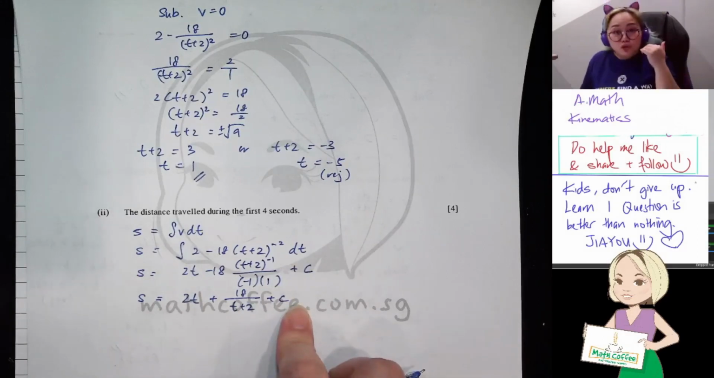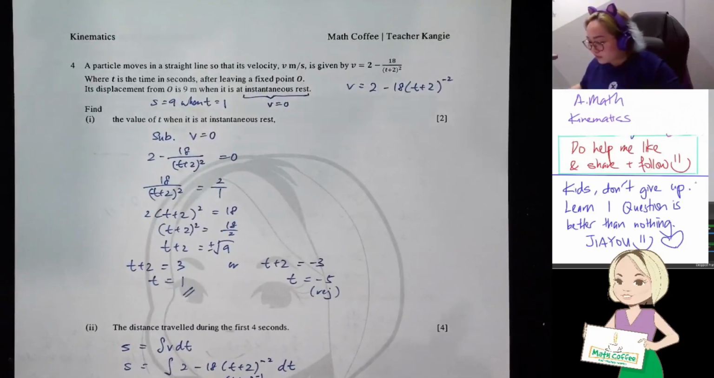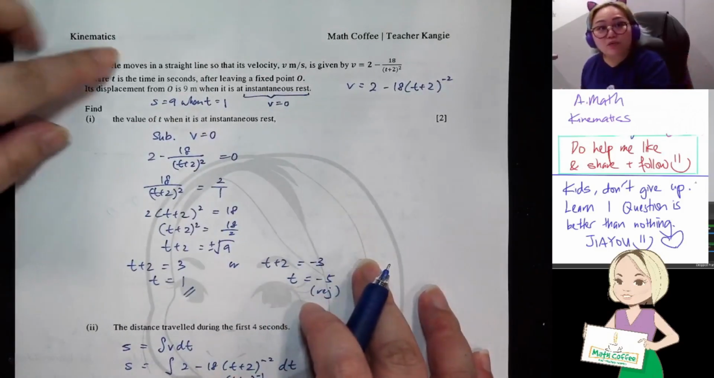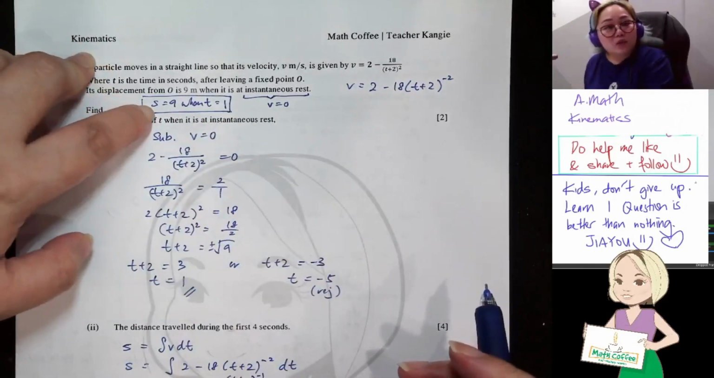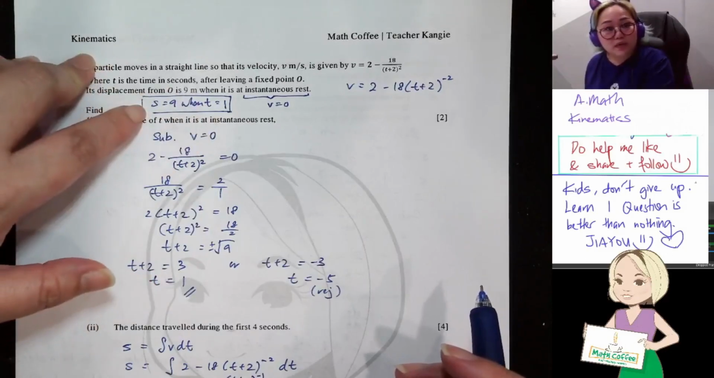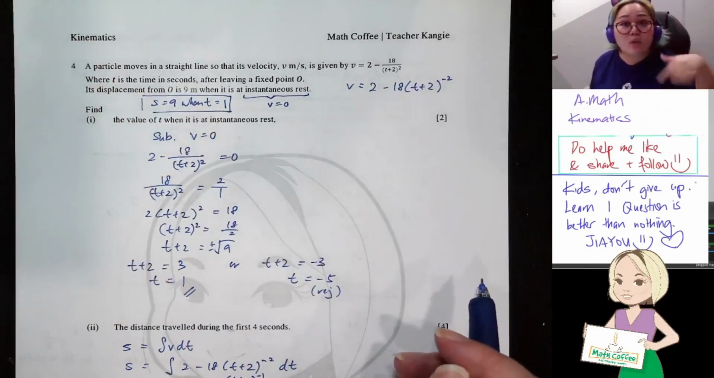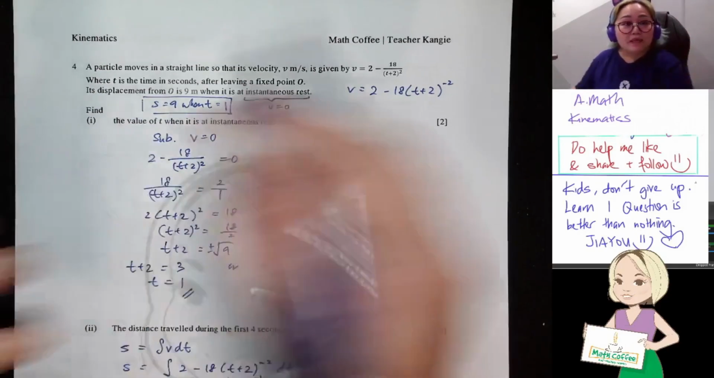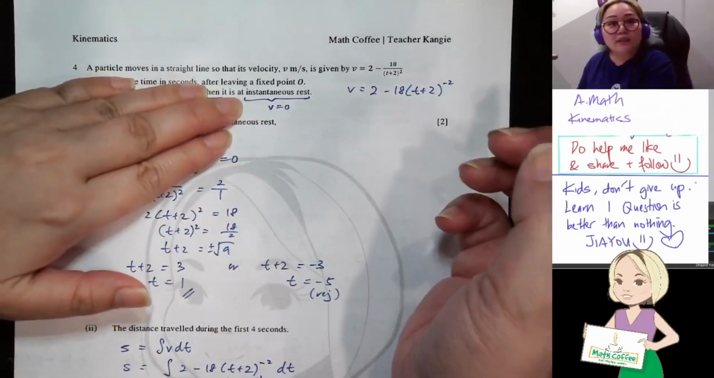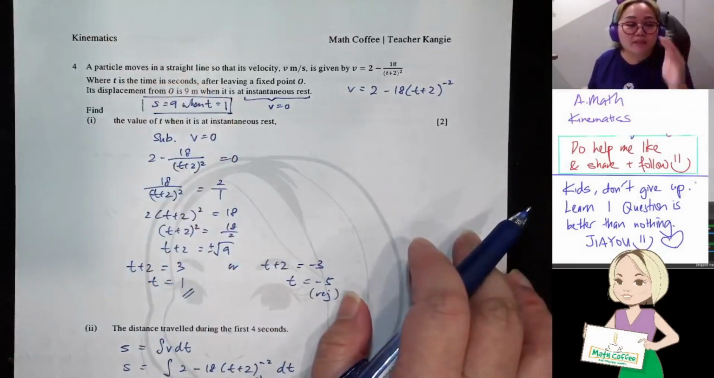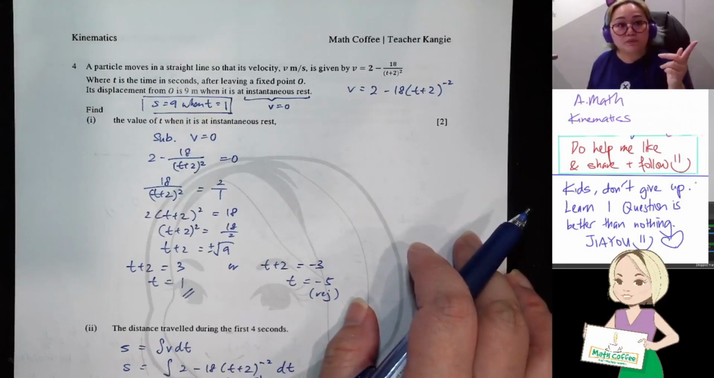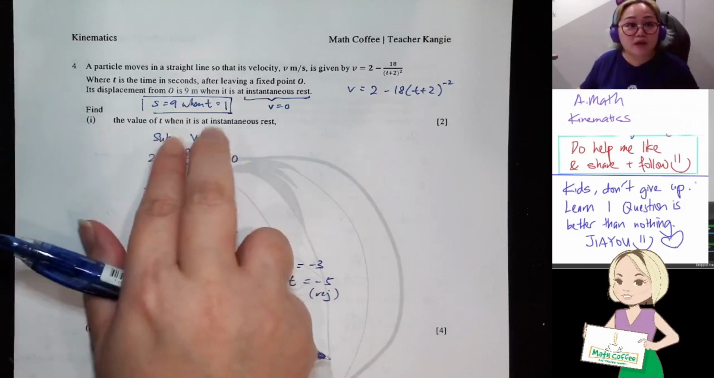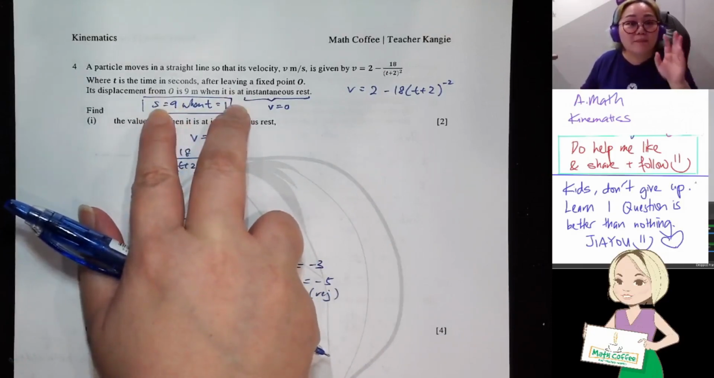Usually, the question will give you a set of values. That's the reason why they give you this information over here: when T equals 1, S equals 9. So I can sub this in to find out what my C is. You understand? But if they never give you this information, then by default it means that your particle starts from the origin. It means that T equals 0, S equals 0. But for this case, it's not. For this case, we have this, so we will sub this in to find my C.